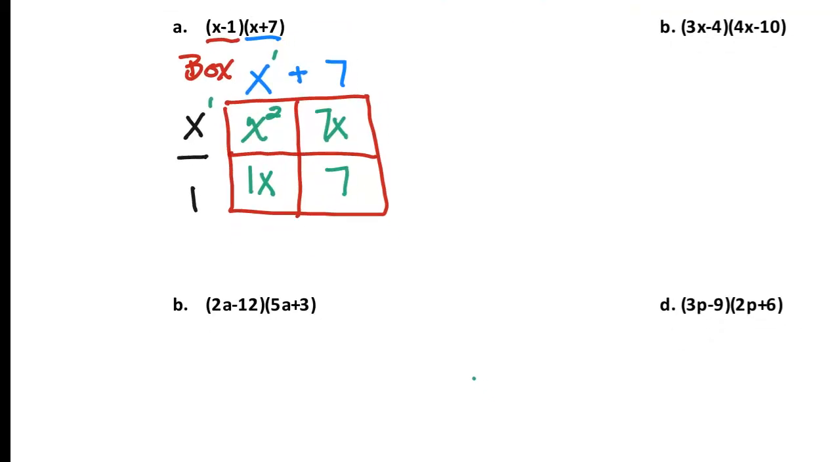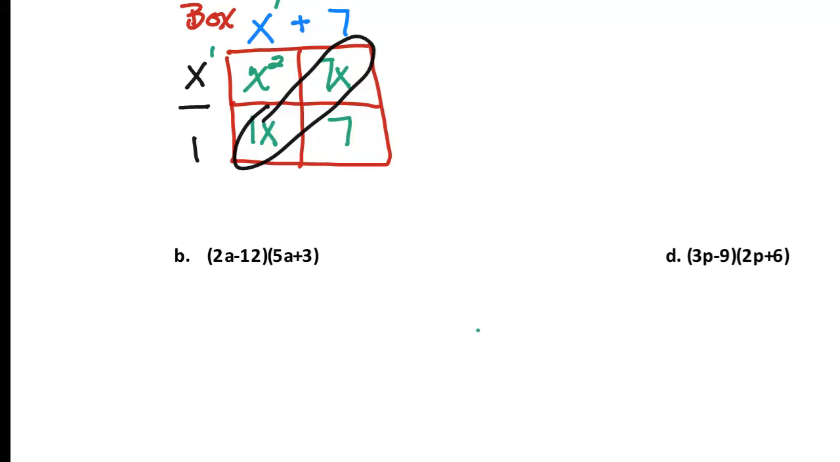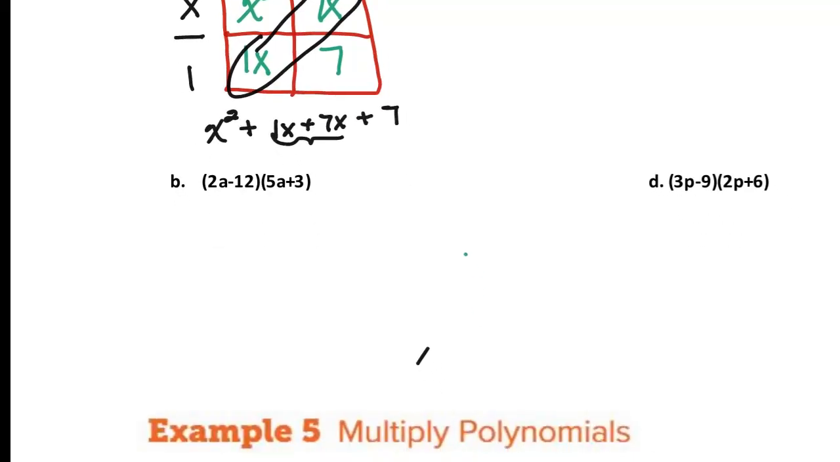Here are your like terms on the diagonal. So we have an x squared plus 1x plus 7x, which I know I'm going to combine, plus 7. So putting these back, we have x squared plus 8x plus 7. That's your final answer.